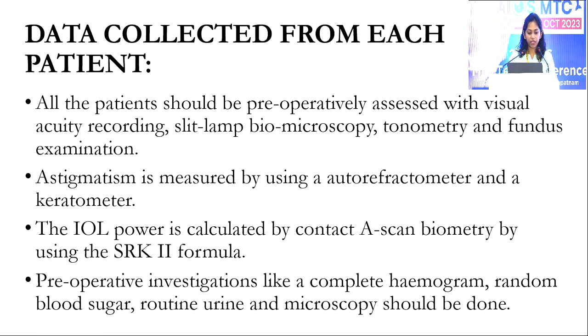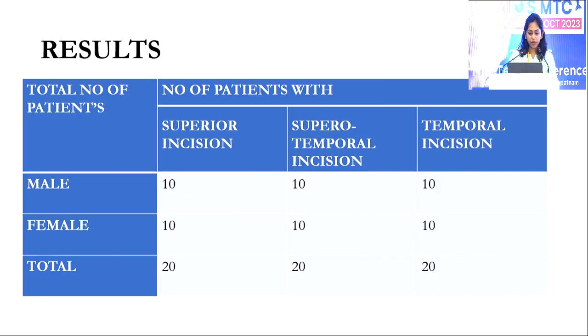Data collected from each patient. All the patients were preoperatively assessed with visual acuity recordings, slit lamp biomicroscopy, tonometry and fundus examination. Astigmatism is measured by using an autorefractometer and a keratometer. The IOL power is calculated by contact A-scan biometry using the SRK II formula. Preoperative investigations like complete hemogram, RBS, urine culture and microscopy were done.